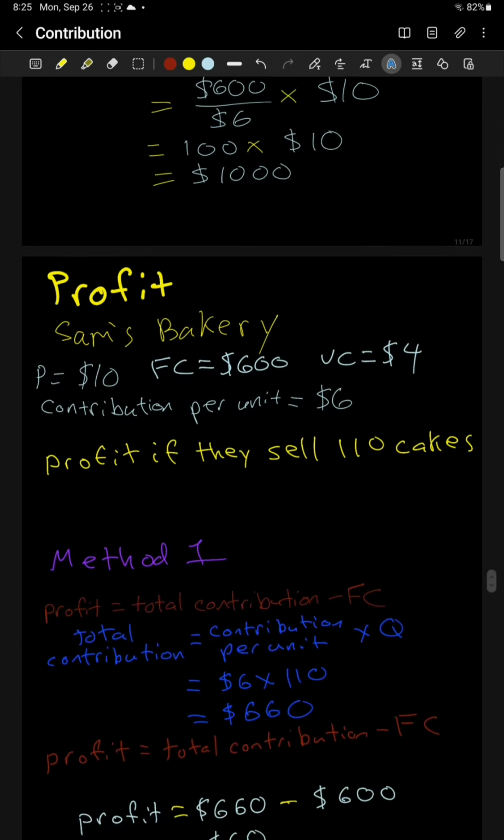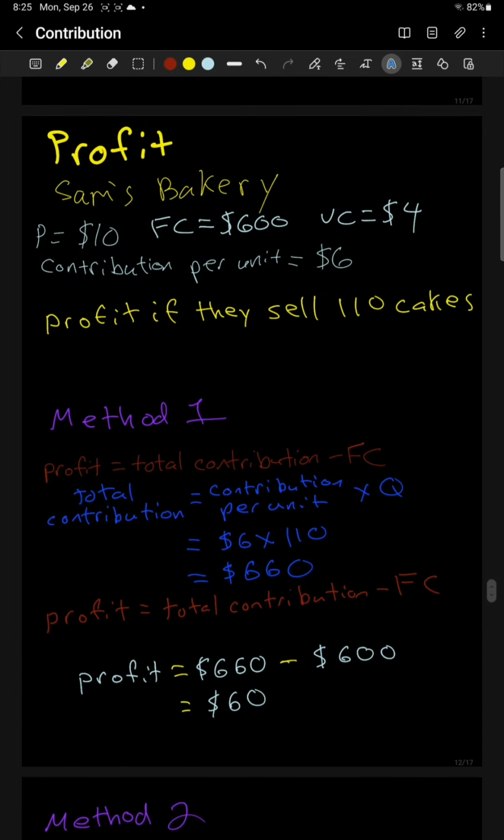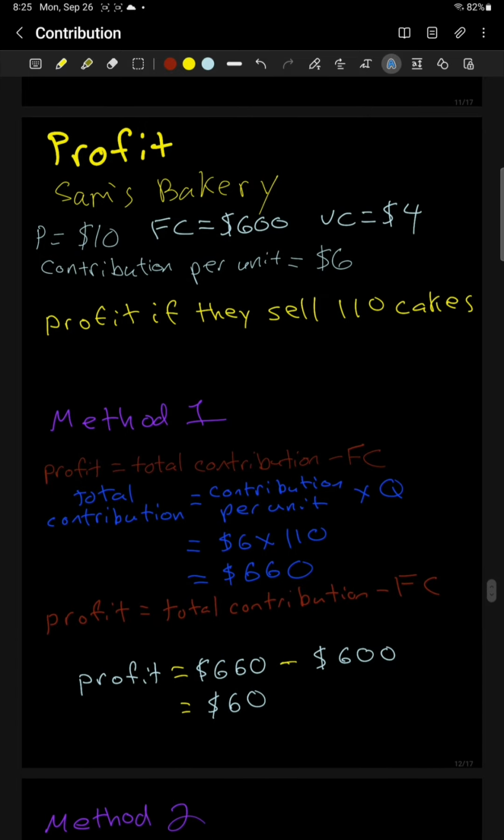Talking about profit, you probably actually want to make a profit. I mean, coming up with 0 profit is still not good, right? So how do we calculate profit? We got a couple of methods. Let's review. The price is $10, fixed cost is $600, variable cost is 4, and contribution per unit is 6. Profit if they sell 110 cakes. Let's figure this out.